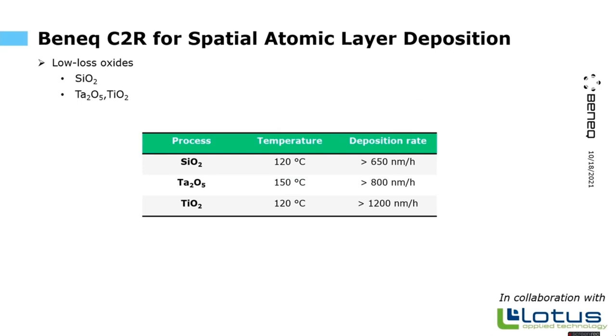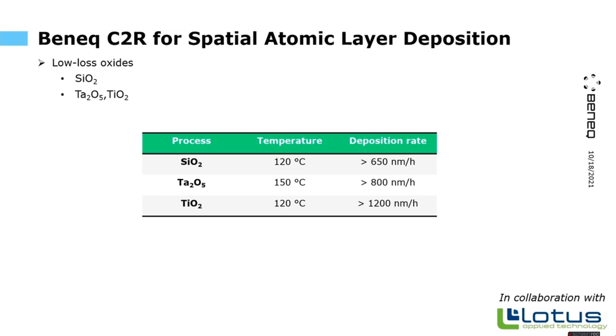So the latter part of the talk is about the work that we have done demonstrating optical oxides for optical films. So this is about silicon dioxide, tantalum pentoxide and titanium dioxide, which have been deposited at low temperatures, up to 150 degrees. This graph is showing the deposition rate.